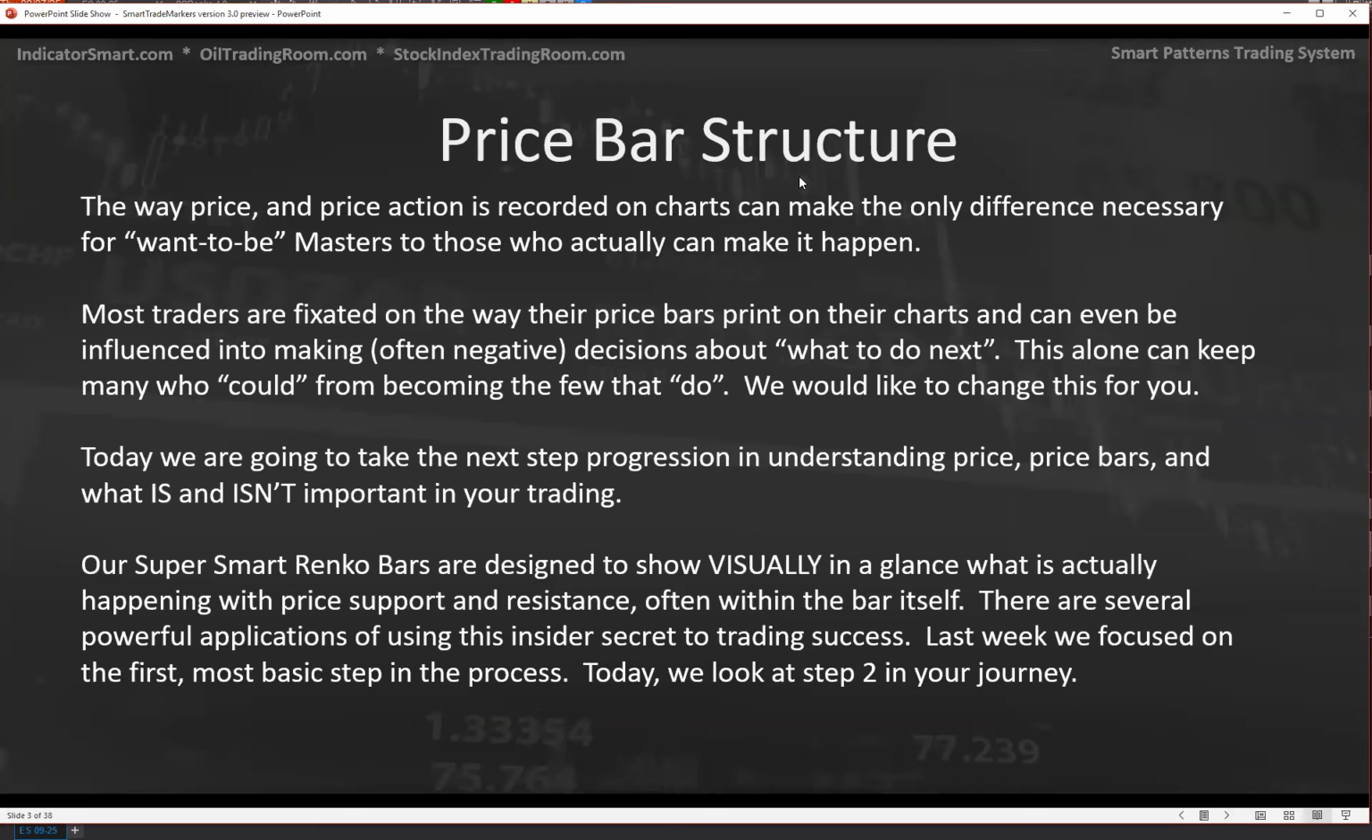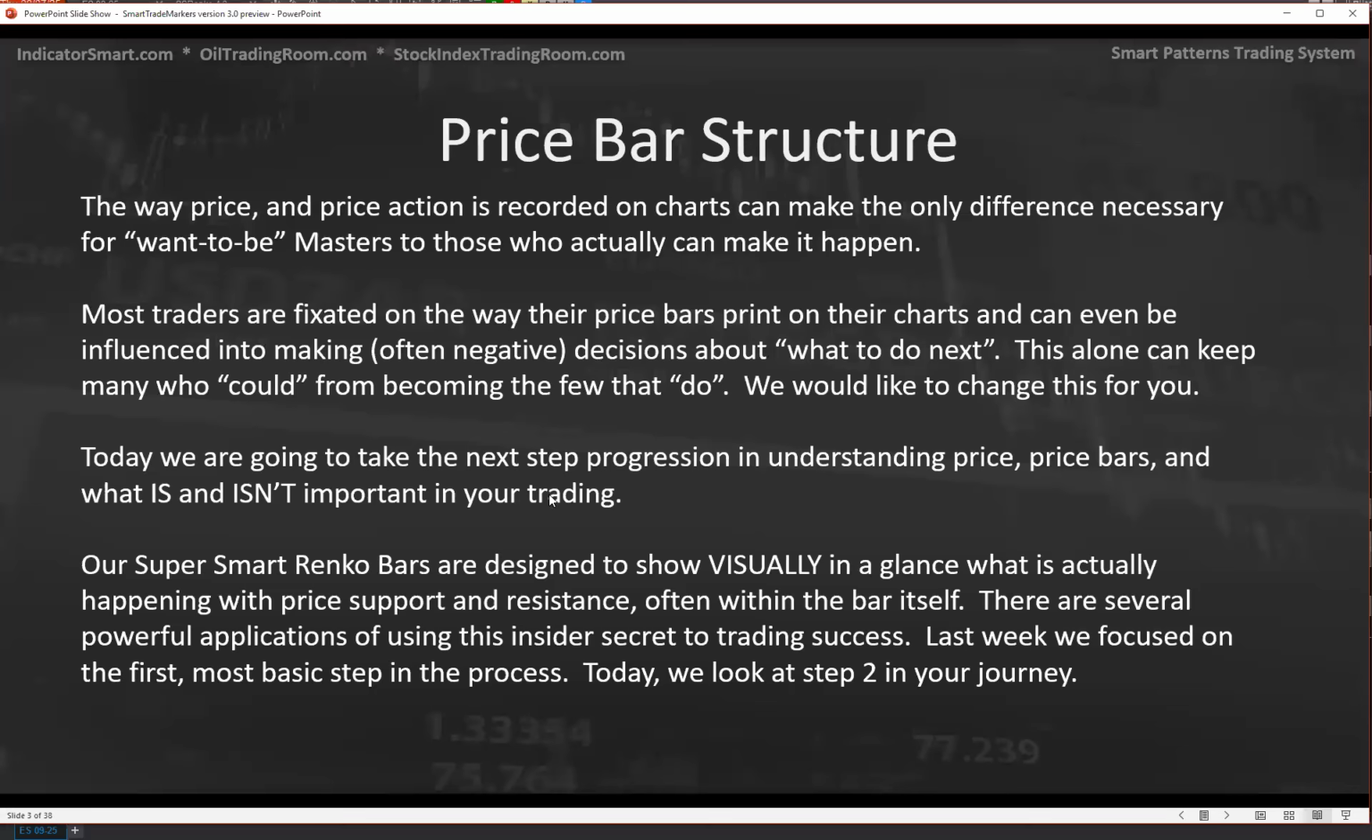So, price bar structure. The way price and price action is recorded on your charts can make the only difference necessary between people that want to be master traders and those that actually can make it happen. Most traders are fixated on the way the price bars print on their chart, and they can even be influenced into making decisions about what to do next. Those decisions usually don't work out, just chasing price. This alone can keep many who could from becoming the few that do. I'd like to change this for you.